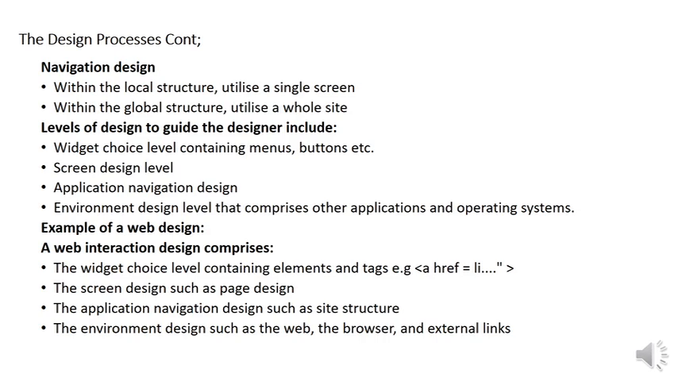Examples of web design: a web interaction design. The widget choice level contains elements and tags, for example something like this. The screen design, such as page design. The application navigation design, such as site structure. Then the environmental design, such as the web, the browser, and external links.